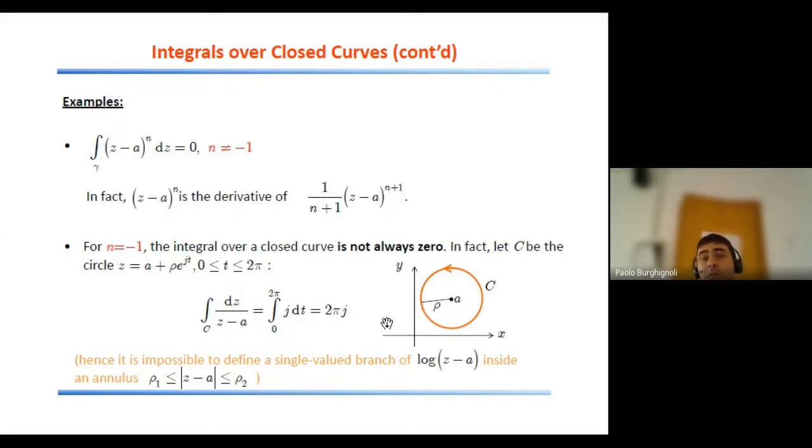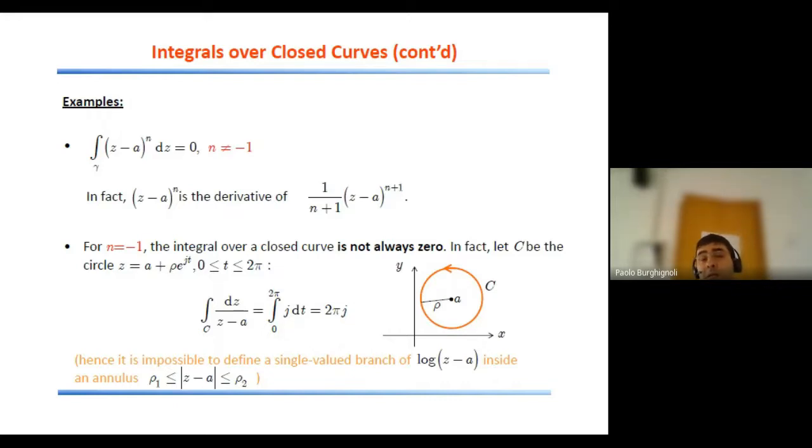So in this case, we have an example of an integral along a closed curve that is different from 0. This means that this function you are integrating, 1 divided by z minus a, is not the antiderivative of any analytic function defined inside the disk of center a and radius rho. Because otherwise, you would have that the integral would be equal to 0. But we have just calculated the integral, and the integral is different from 0.